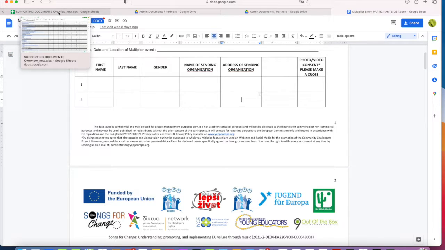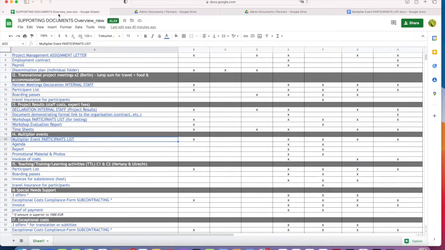So important is the participants list, as I said, which gives you then the right to claim 100 euros per participant.